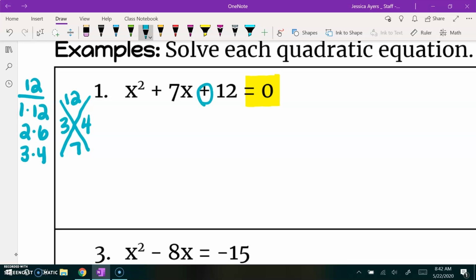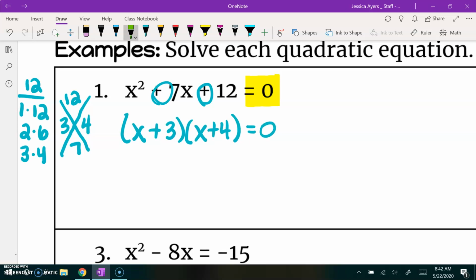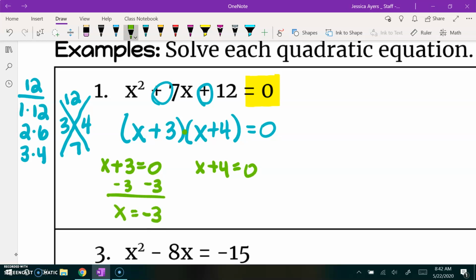I know I'm adding because C is positive, and I know that they'll both be positive because B is positive. So then I'm going to write (X plus 3)(X plus 4), and we're still equal to 0. Since I have a product of two terms equal to 0, that means that X plus 3 equals 0, or X plus 4 equals 0. Solving, I subtract 3, so X is equal to negative 3. And I subtract the 4, so I get X is equal to negative 4.